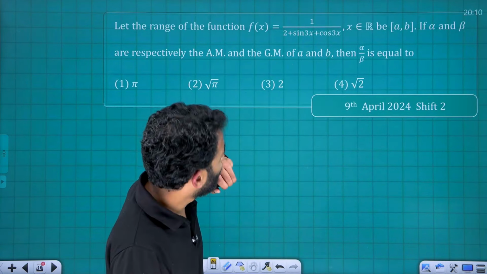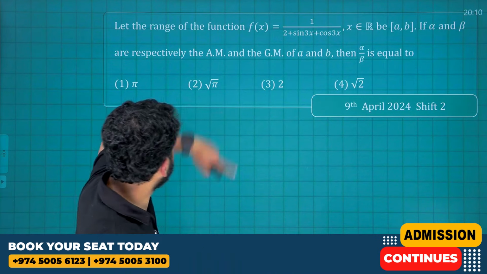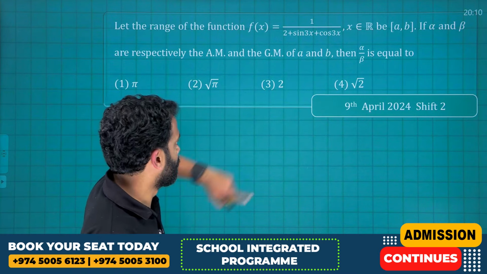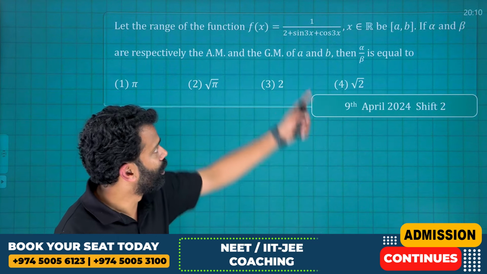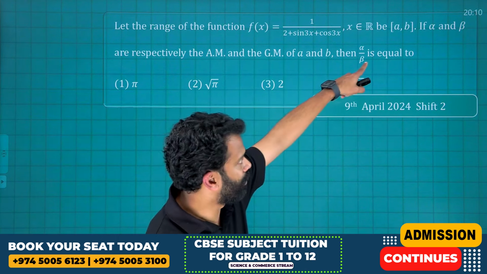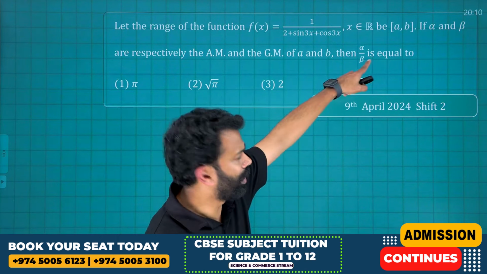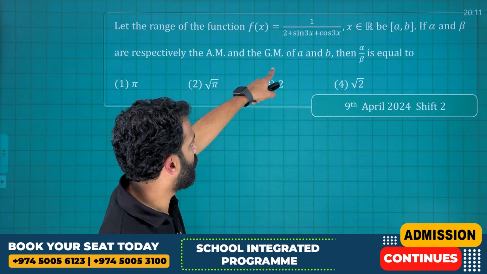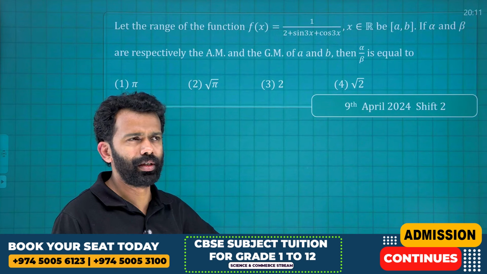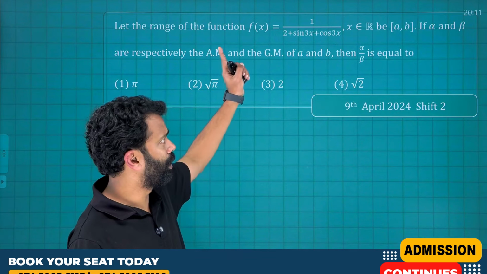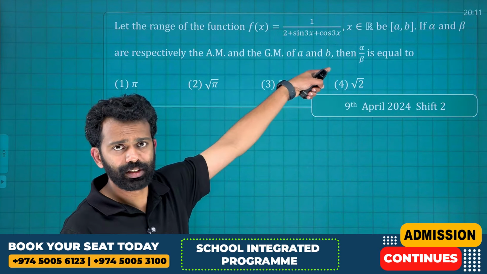Next one, easy one, very easy one. Let the range of the function, a function is given like 1 by 2 plus sine 3x plus cos 3x, be closed interval a to b, like the previous question, right? And if alpha and beta are respectively the arithmetic mean and geometric mean of a and b, then you need to find alpha by beta. The previous question was also a question clubbed with functions and sequence and series, right?